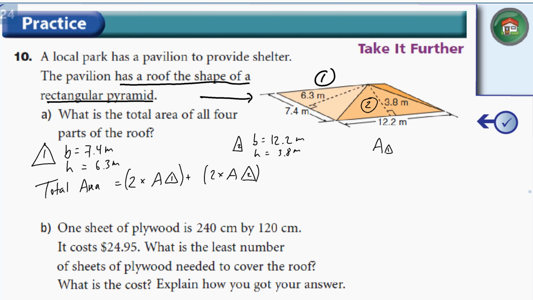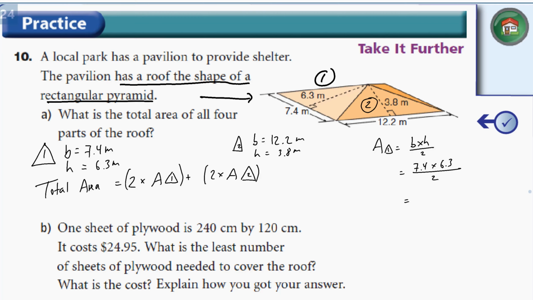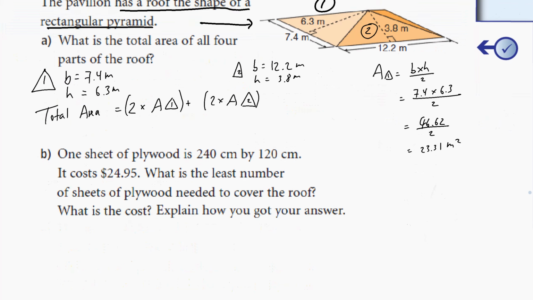So area of triangle 1 is going to be base times height divided by 2, which is going to be 7.4 times 6.3 divided by 2. Let's see, 7.4 times 6.3 is 46.62. 46.62 divided by 2 would end up being 23.31, and that's going to be meters squared. So that's going to be triangle number 1.